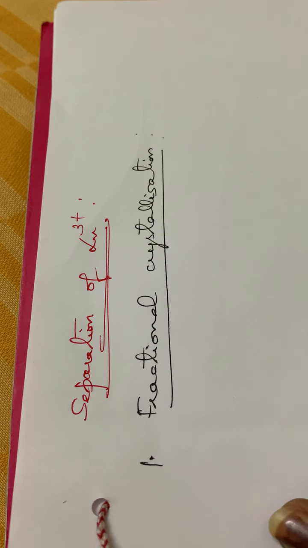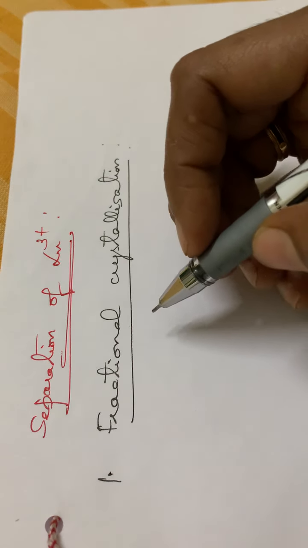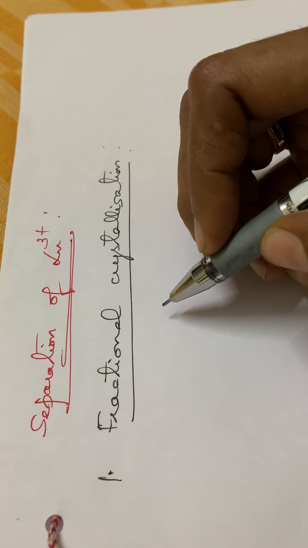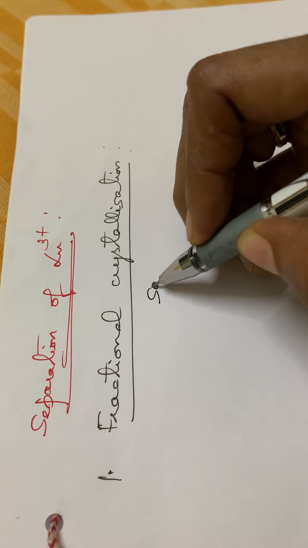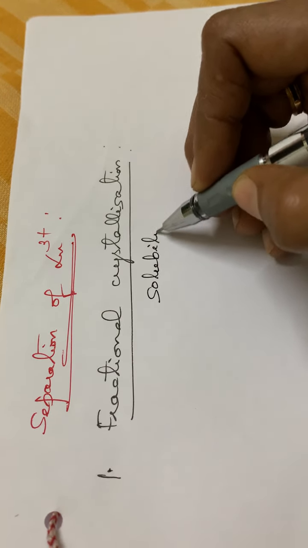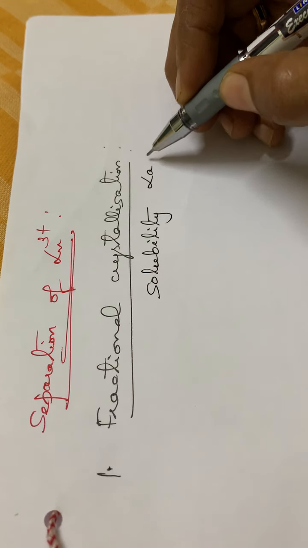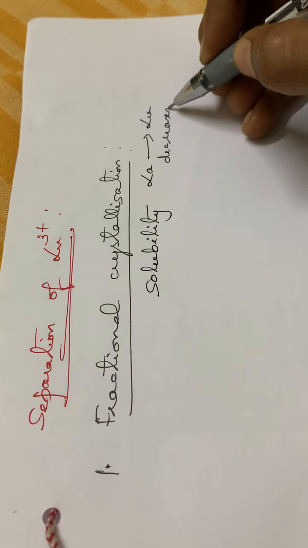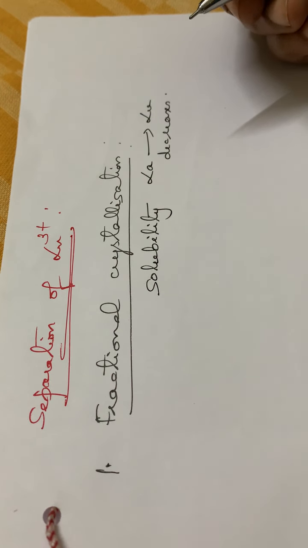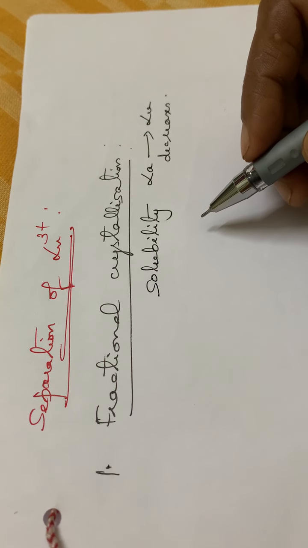Fractional crystallization. The principle followed in this fractional crystallization is solubility. We have to consider the solubility of the salts. That means the solubility decreases from lanthanum to lutetium, isn't it? Based on this difference in solubility, this fractional crystallization technique is adopted.